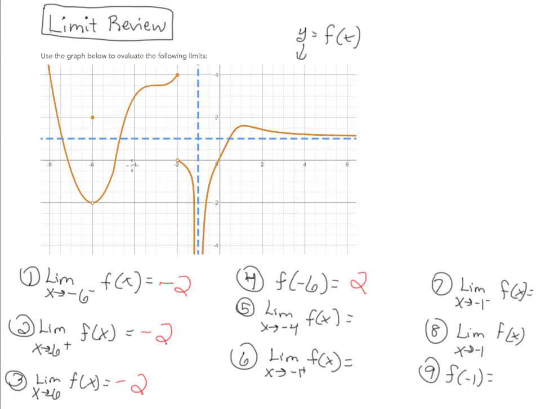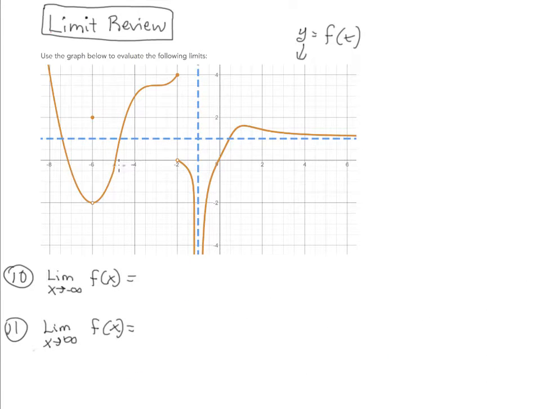Looking at negative 4, from the left and from the right, they both appear to be going to the same value of 3. Negative 1 from the positive side gives us negative infinity. Negative 1 from the left-hand side is negative infinity. Therefore, the limit as x goes to negative 1 is also negative infinity. But the function value does not exist there since we have an asymptote and the function never actually equals x equals negative 1.